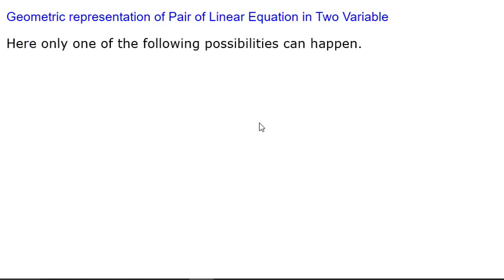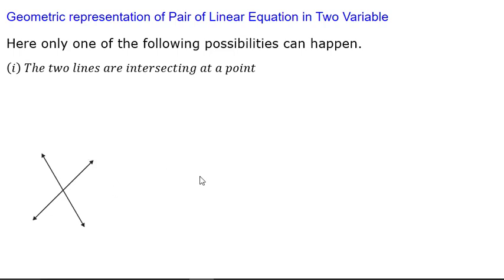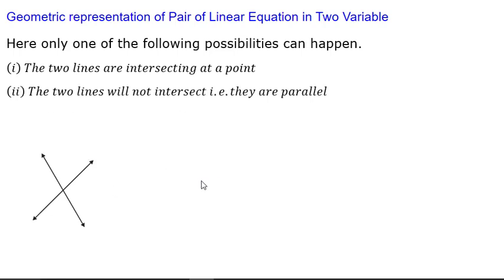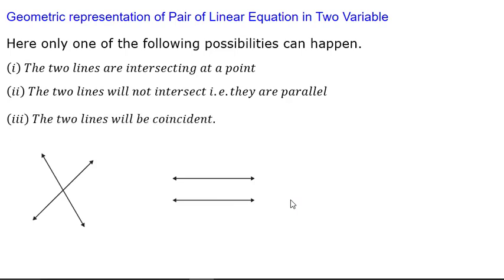Here only one of the following possibilities can happen. So here you will see that there are three possibilities. First is the two lines intersecting at a point. When you draw two lines on a graph, what could happen? Those lines are intersecting each other. Second possibility is the two lines will not intersect, that is, they are parallel. So this is our second possibility, that they are parallel to each other. And the third possibility could be the two lines will be coincident. Coincident means one line is lying over the other line. So both the lines are one above the other. So I will say that the two lines will be coincident.